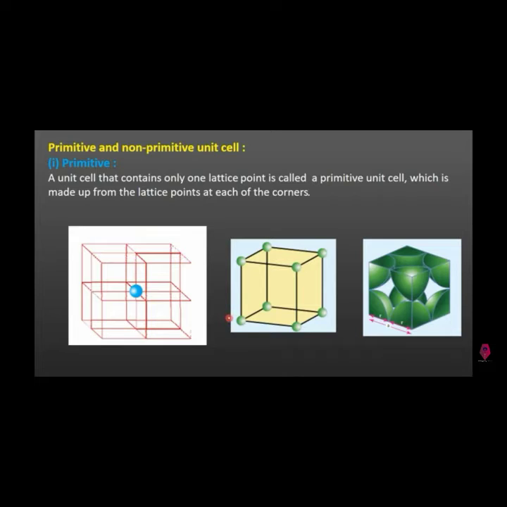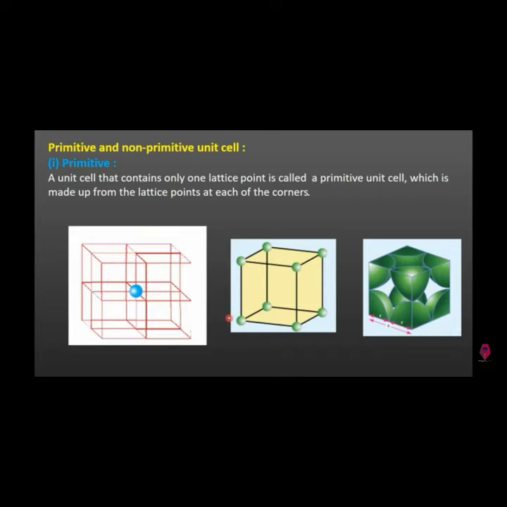Now I am going to explain about what are primitive and non-primitive unit cells. There are two types of unit cells, primitive and non-primitive. First, what is primitive unit cell? A unit cell that contains only one lattice point is called as primitive unit cell.